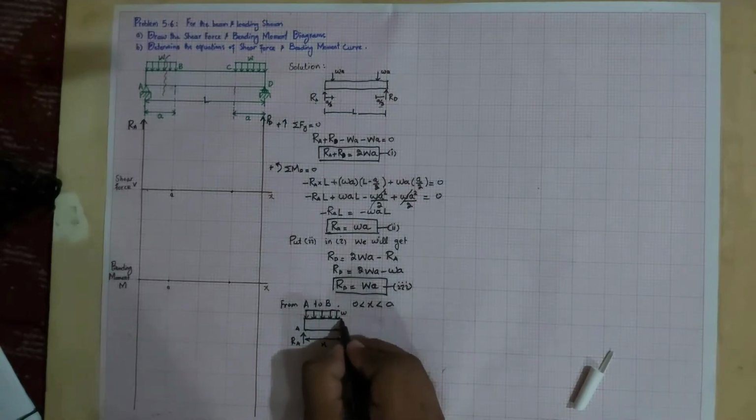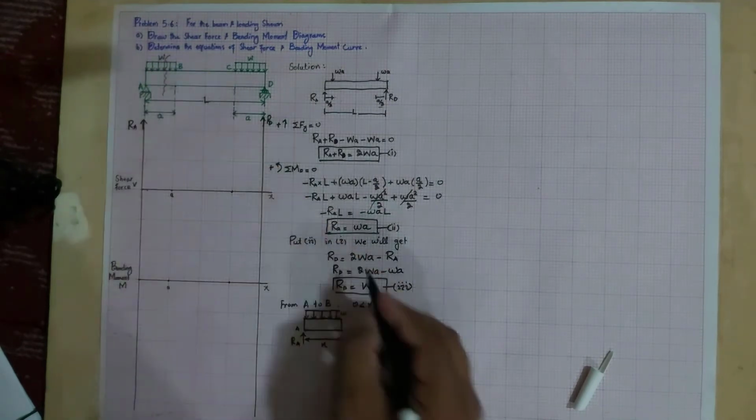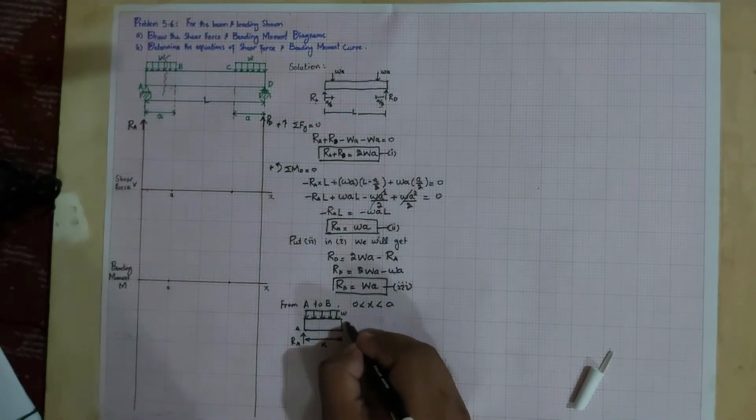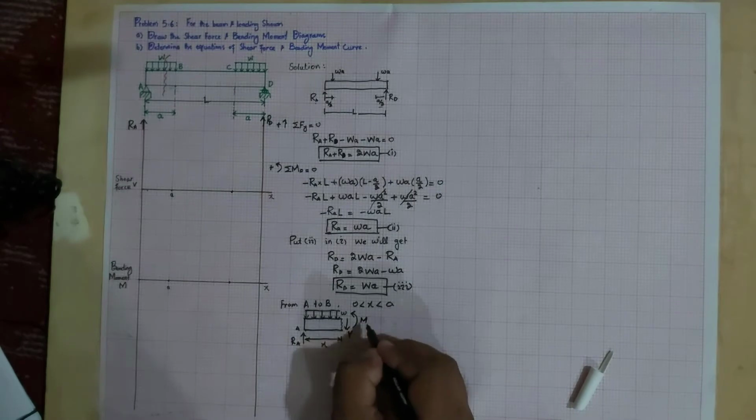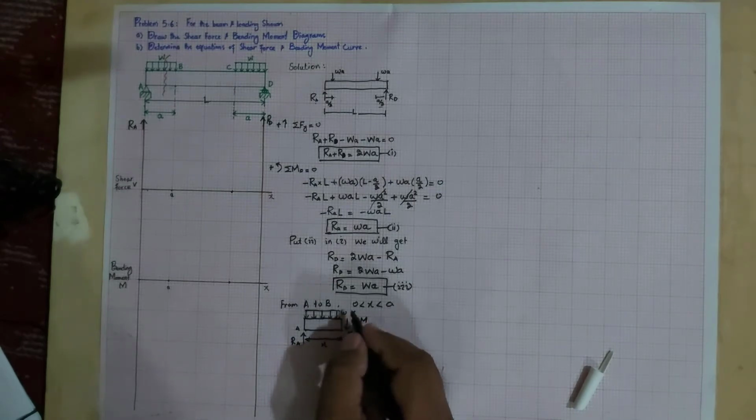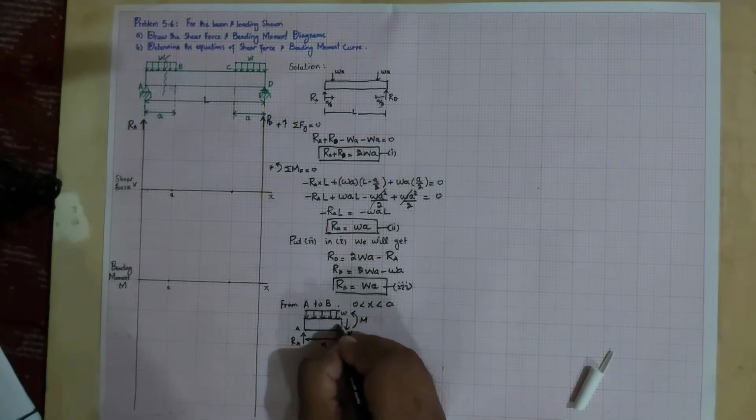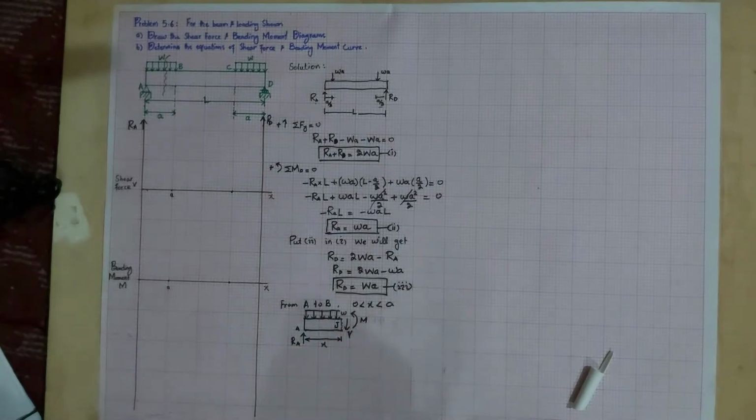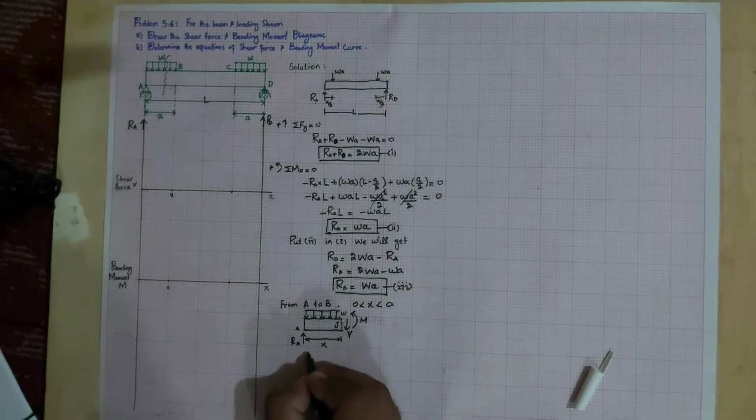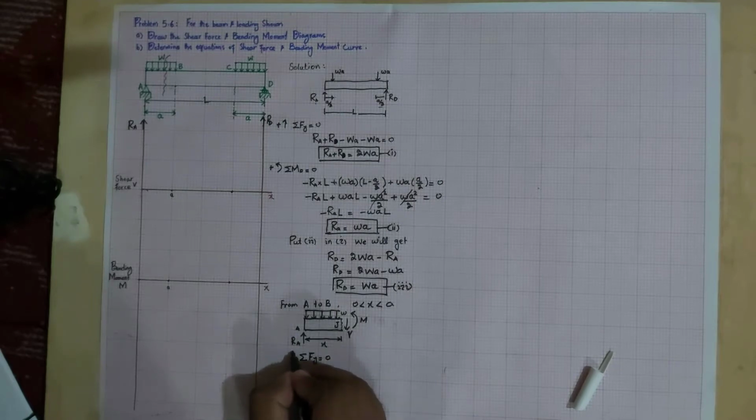Clear? So if you cut it over here, definitely there will be a shear force V as well as bending moment M. Let this point be any point, let's say this point is J. So we will apply the shear force equation as well as the bending moment equation. For shear force, we take the equation sum of all forces along y direction is equal to 0, taking upward force as positive.